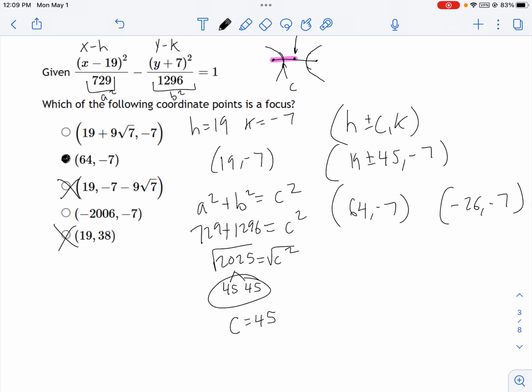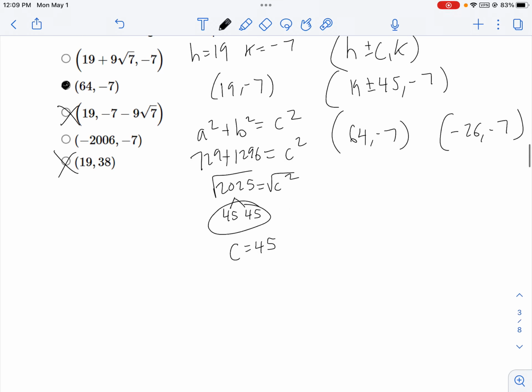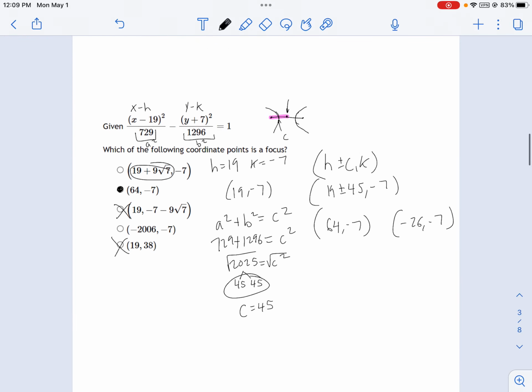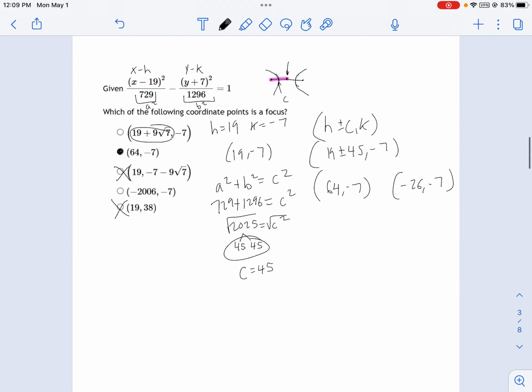You would be done. Now, if this did not simplify nicely, then you would see something like this, where you would have the h value and then plus or minus whatever we get with the simplified square root. Simplify as much as you can, go from there, and that would be it. That is as crazy as it gets, just finding a focus point.